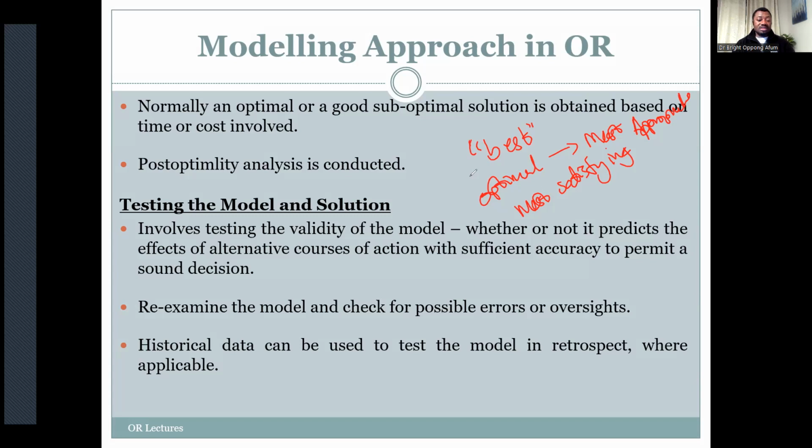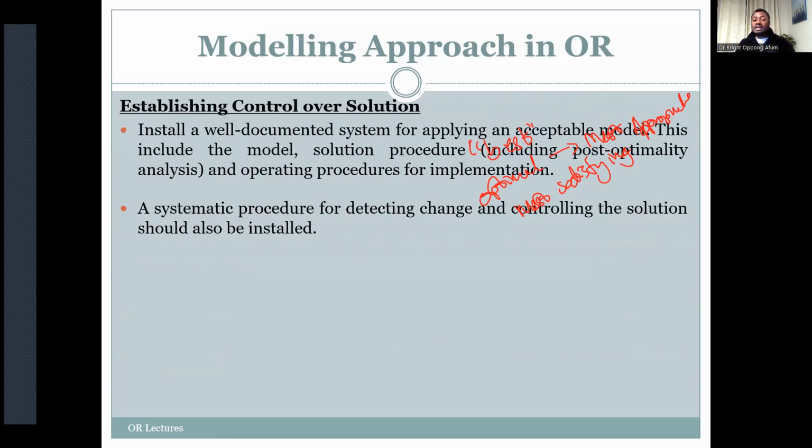We'll look at all these things, right? Then the fourth one is we test the model, whether the model is feasible, whether the solution is making sense. We test it so that we can validate the model using historical data, using predictions. We do that to validate a particular model. Then finally, we establish controls. We establish controls over the model.